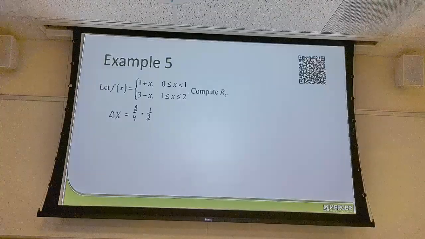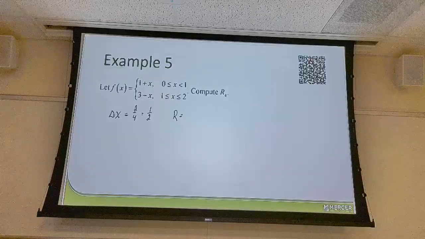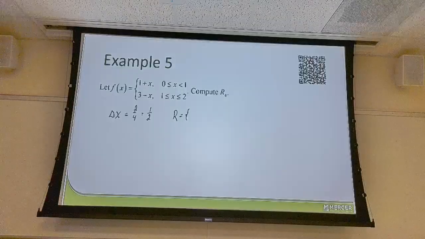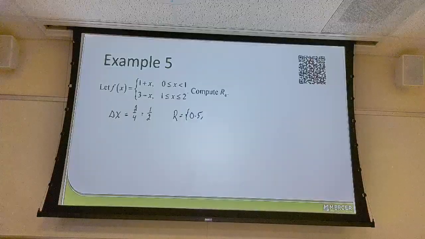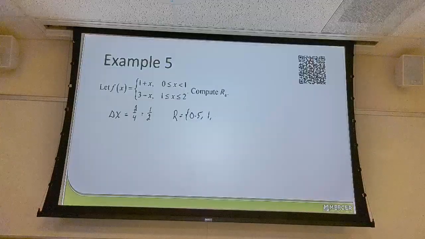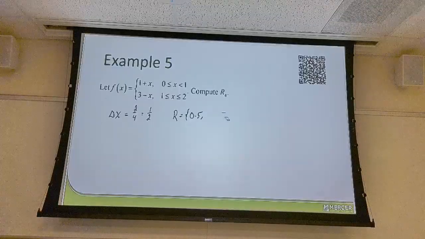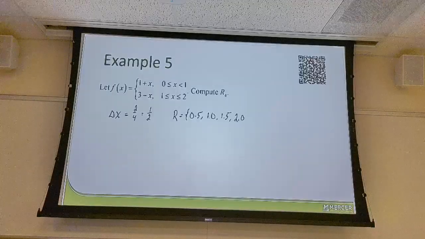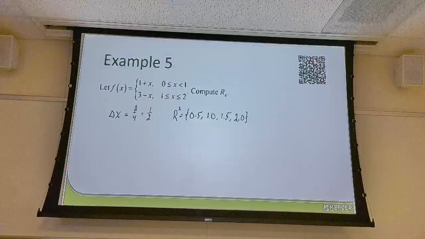Let's list out the right endpoints. Let's call this R. Right, so 0 wouldn't be your first right endpoint. It'd be 0.5. Then 1, then 1.5, then 2. And actually what I should do is this. So that's going to be my sample points. Let me call that R star.